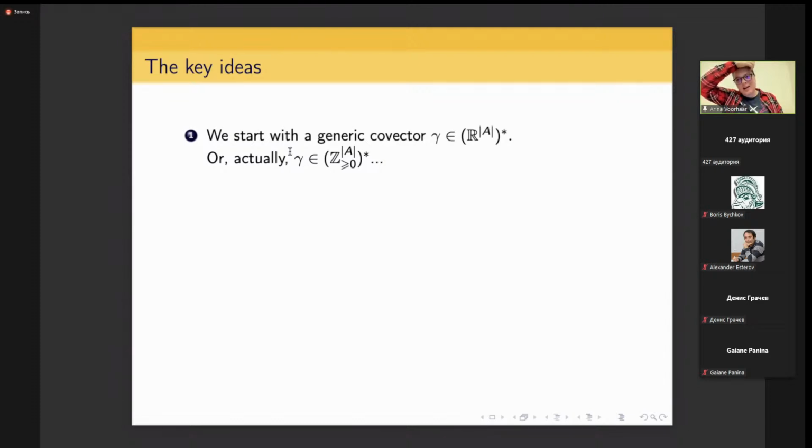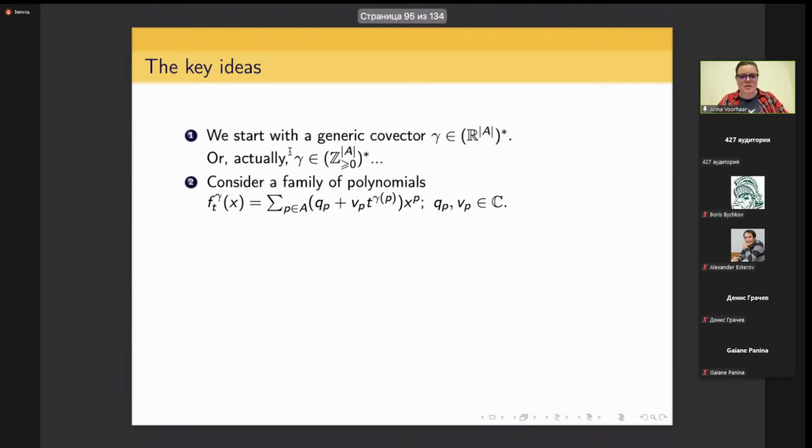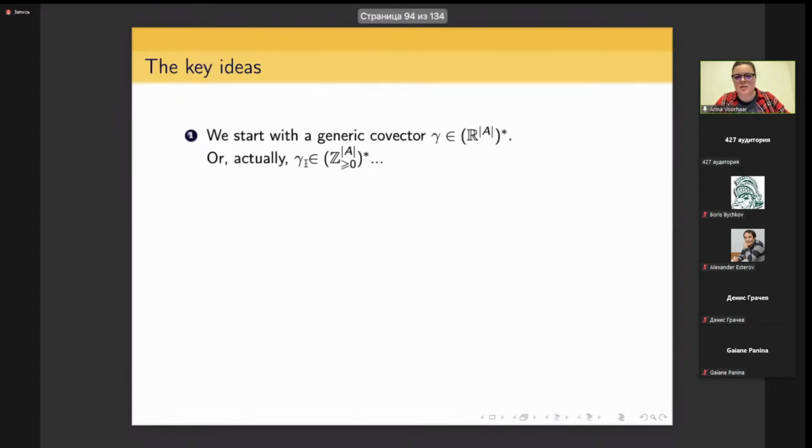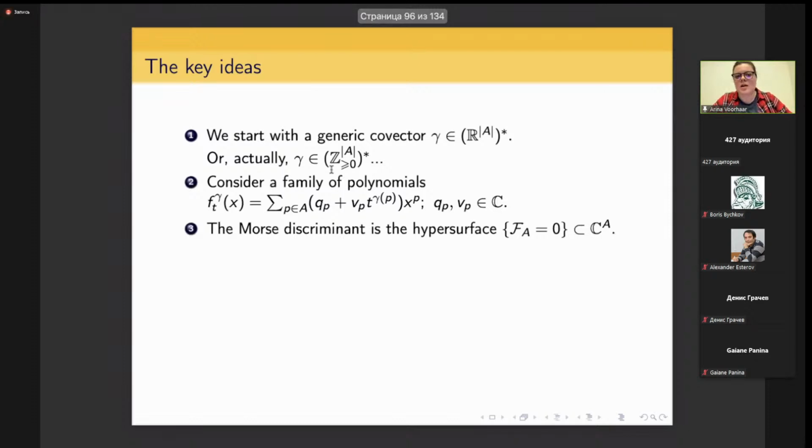And actually, moving the coordinates of gamma along this common subspace will let me obtain a covector gamma in the same linearity domain with non-negative integer coefficients. And that's why I need to consider all different gammas with non-negative integer coefficients. But then for such gamma, I can do the same trick.